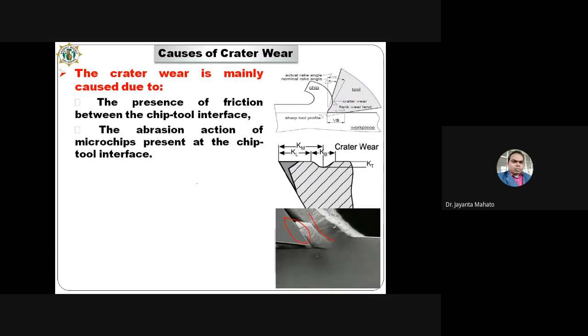The abrasion action of the microchips present at the chip-tool interface means this wear is actually the abrasion wear mechanism. Abrasion is one type of wear mechanism. So in this crater, wear will occur as an abrasion type of mechanism. And this is actually due to the friction or contact between these two chips and the tool interface.